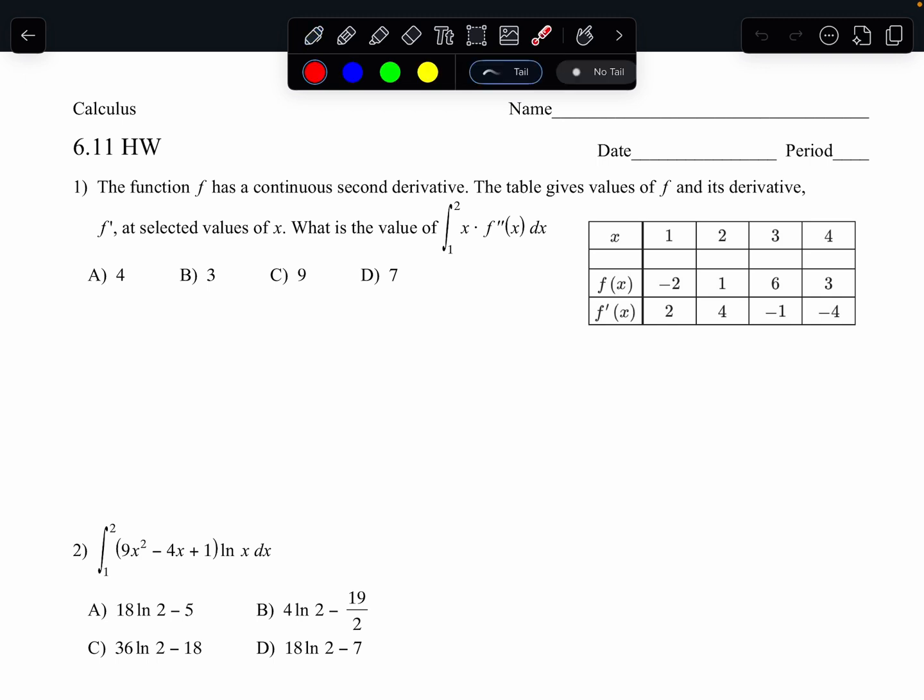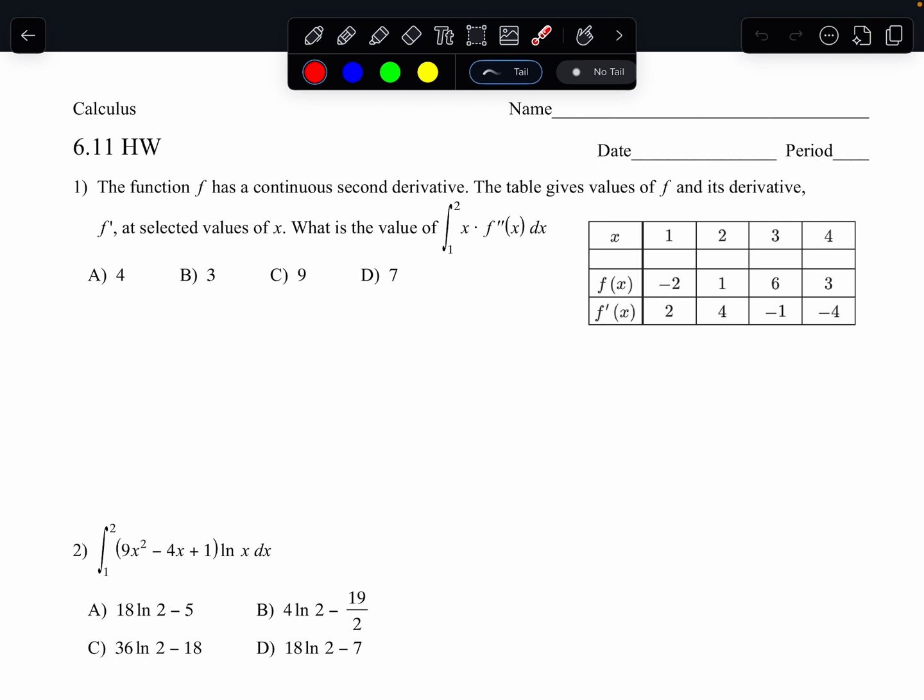So here we go. The function f has a continuous second derivative. The table gives values of f and its derivative f prime at select values of x. What is the value of the integral from 1 to 2 of x times f double prime of x dx? So you might be looking at that and thinking, what the heck?